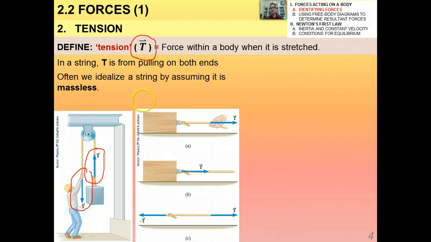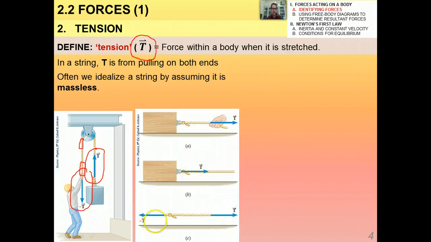And often we idealize a string or a rope by assuming that it's massless. So for example, in this case, if we don't consider the rope to be massless, well, there's more mass down here than there is up here, so actually the tension would not be constant throughout. So we neglect the mass of the string or the rope, and we just say that the tension is the same throughout, okay? So in this case, if you're pulling in this direction, whether you're pulling at the end of the rope or right on the hook on the box here, it's the same tension.